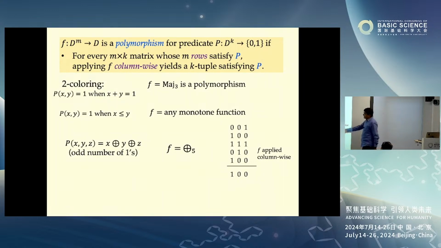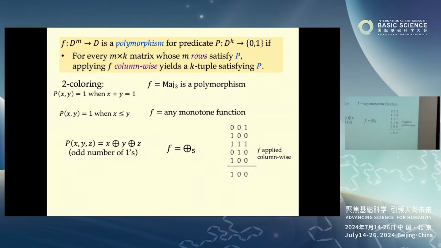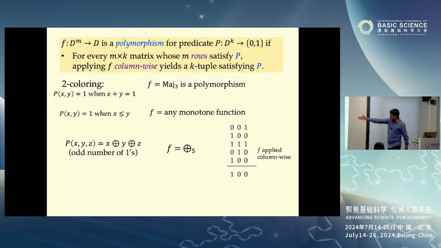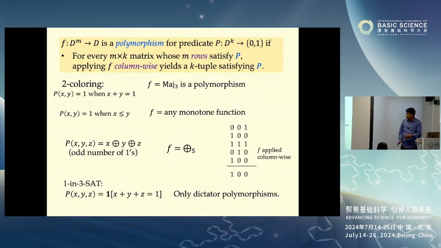So, these are all easy problems because they have non-trivial polymorphisms. In fact, you can think about simple algorithms for these, and this particular case being Gaussian elimination or linear equations. Now, let us go to this problem 1-in-3-SAT, where P(x,y,z) insists that exactly one of x, y, z is 1. In this case, it is a nice exercise to prove that the only polymorphisms are dictators. Okay, you have nothing else, and that is just the story.